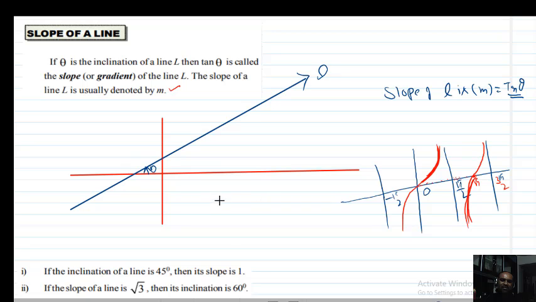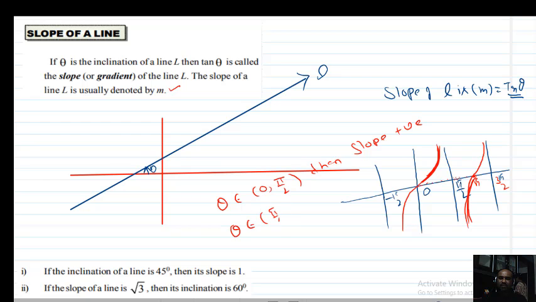Understood? What is the meaning of that? If theta belongs to 0 to pi by 2, then slope is positive. Why? Tan theta is positive for 0 to pi by 2. If theta belongs to pi by 2 to pi, then slope is negative. Okay, so this is the concept of slope.